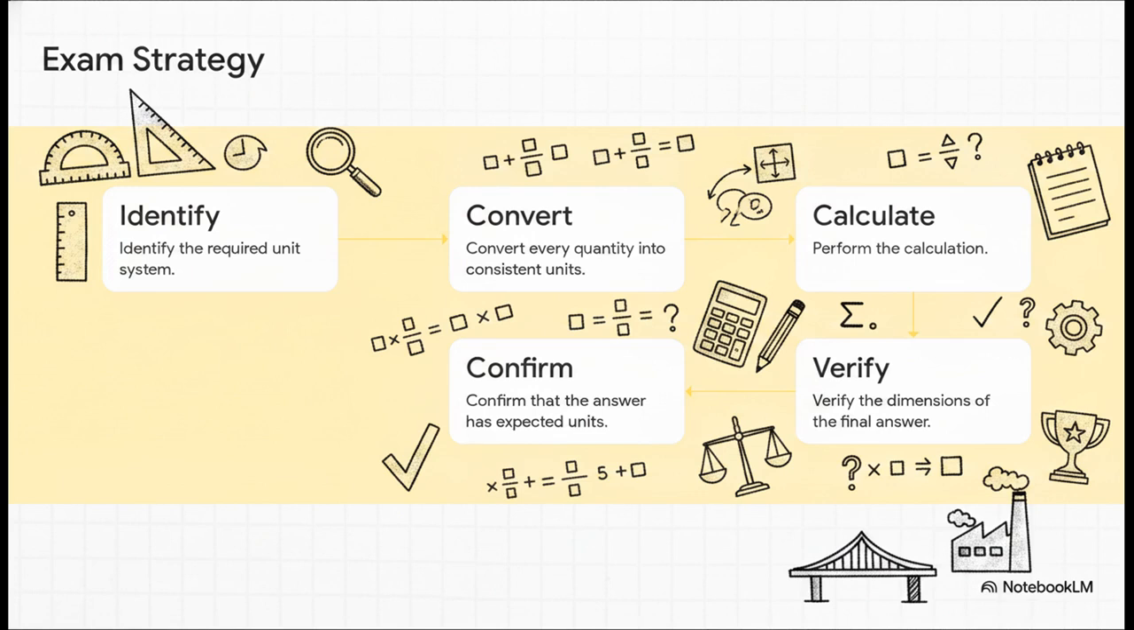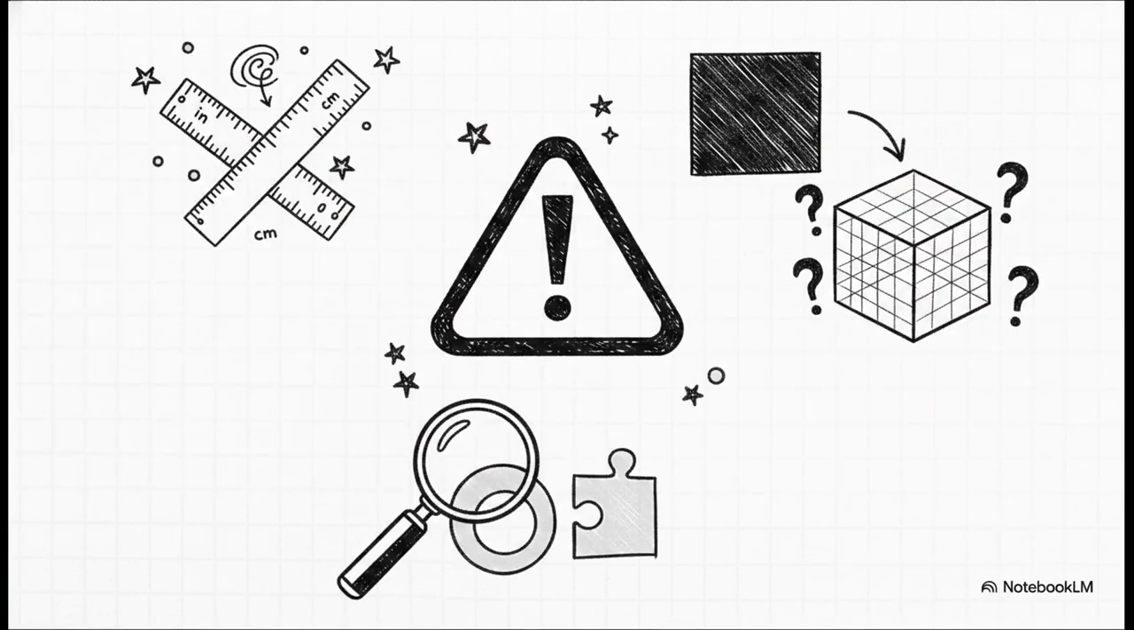Step 3. Perform the calculation. Step 4. Verify the dimensions of your final answer. If you are ever unsure of a complex unit's dimensions during this step, immediately pull up the NCES handbook. And Step 5. Confirm you have the expected units. So many incorrect FE exam answers come from inconsistent units, not bad math. Let's rapid fire through some common pitfalls you absolutely must avoid.